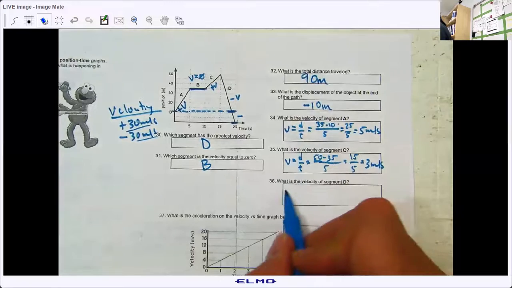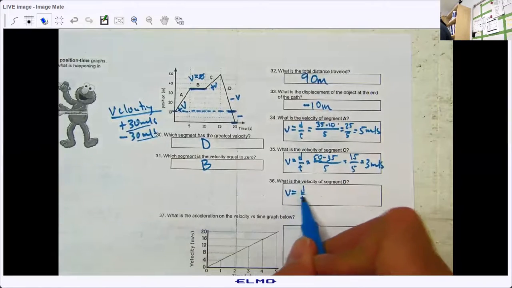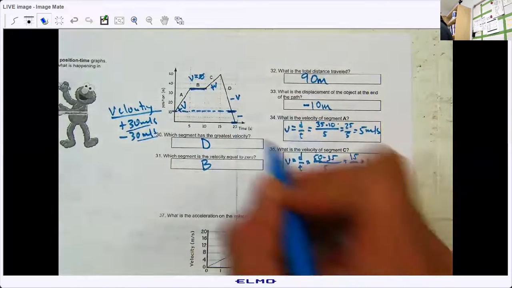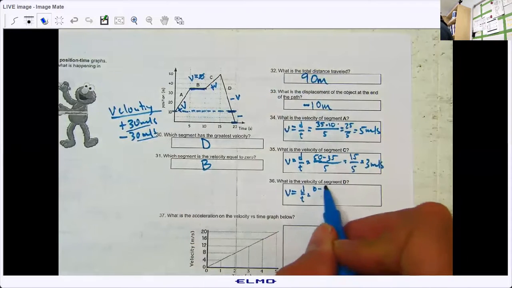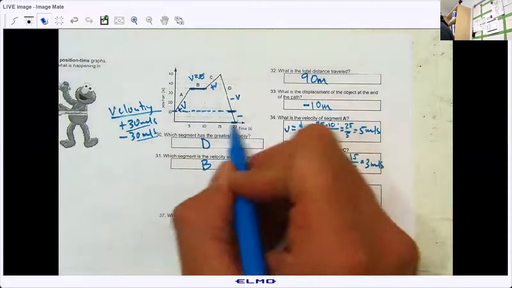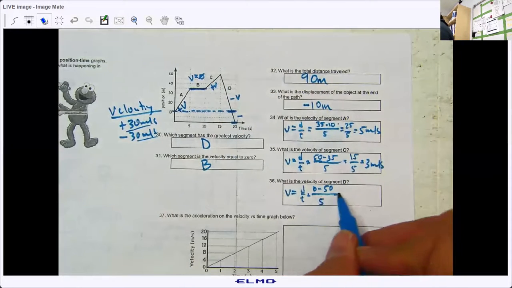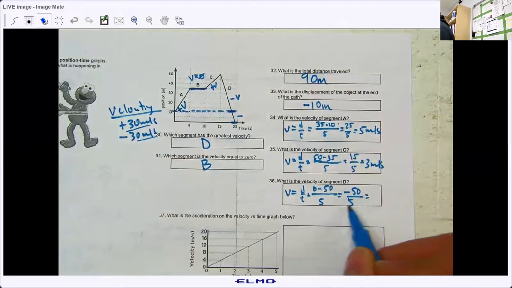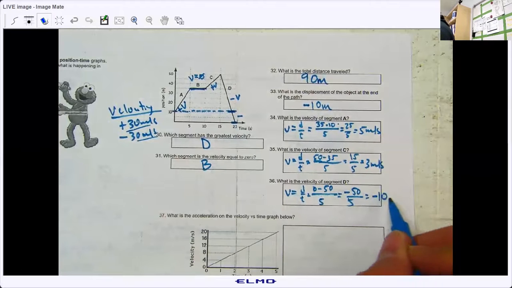Velocity at segment D. Velocity is distance divided by time. We ended up at 0, so it's 0 minus, where did we start? 50 over the segment is a 5-second time interval. So 0 minus 50 is minus 50 over 5. I'm going to divide this out, and that's going to give me negative 10 meters per second.